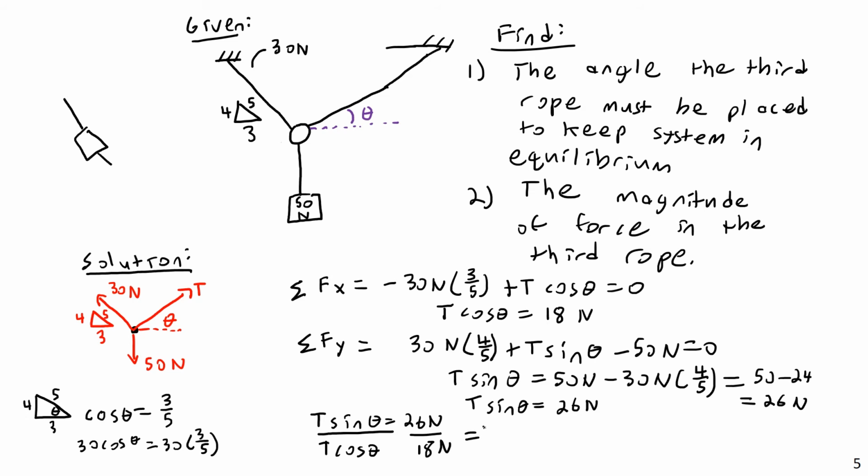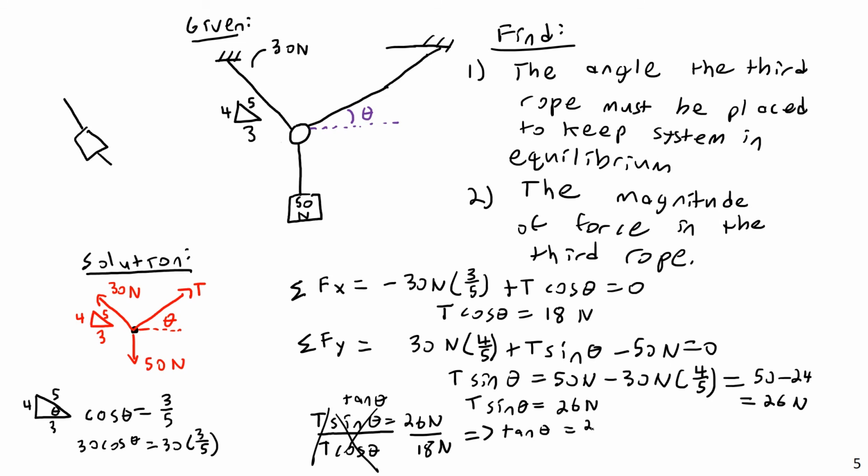If you're having trouble remembering this kind of algebra, I know that T cosine theta is equal to 18. So if I divide the right side of this equation by 18, I can divide the left side by T cosine theta, because that way I'm just dividing by 18 on both sides. The real trick is that the T will cancel out. And sine of theta over cosine of theta is just tan theta. So tan theta is equal to 26 over 18.